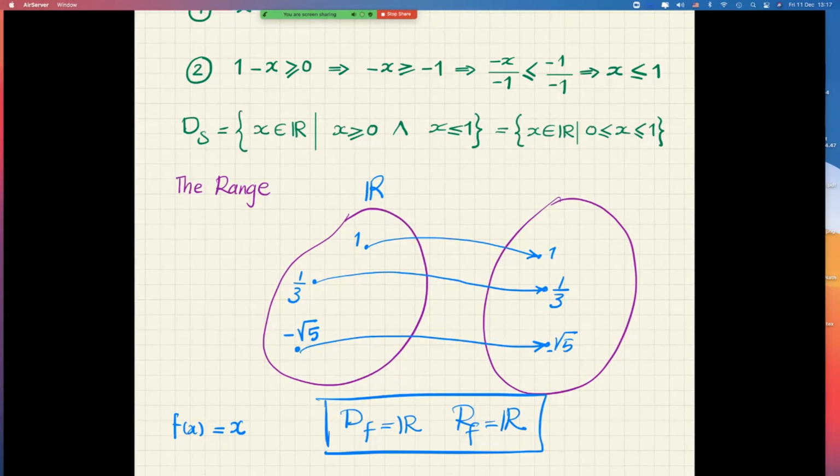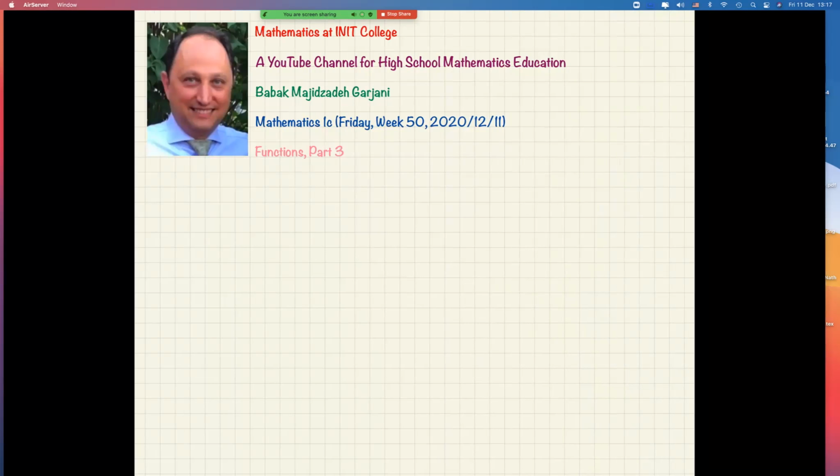So does this mean that if you have no restrictions, the range is equal to the domain? No. Okay. That's also a very good question. Let us explore this. Let me go to another simple function, f of x equals x squared.